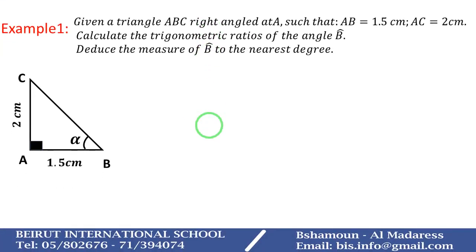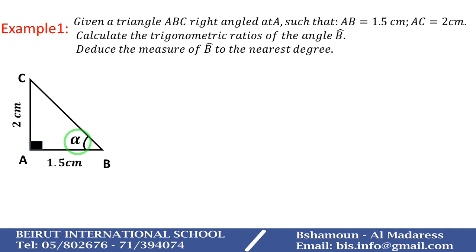Let us solve this example together. Given a triangle ABC right-angled at A, such that AB equals 1.5 centimeters and AC equals 2 centimeters. Calculate the trigonometric ratios of the angle B. Deduce the measure of angle B to the nearest degree. Here is the right triangle right-angled at A. Side AB is adjacent to angle B, which is alpha measured in degrees, and side AC is 2 centimeters. It's the side opposite to angle alpha.